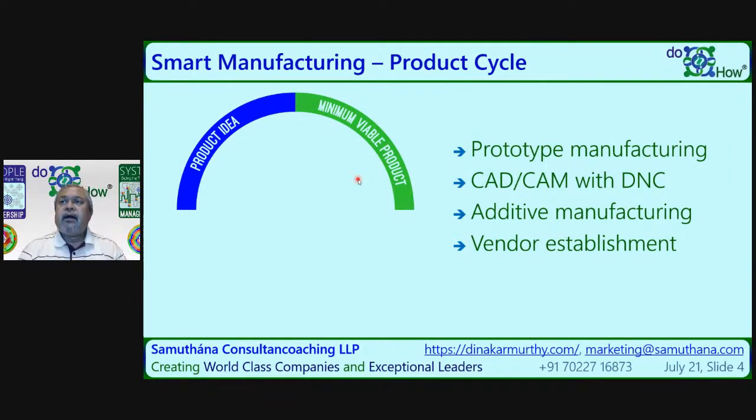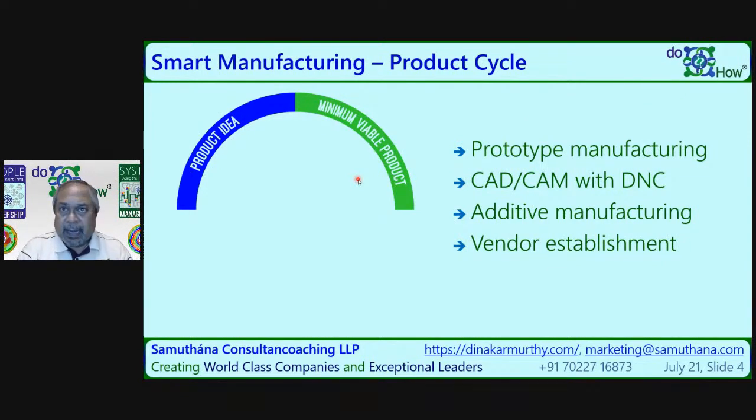Once we have the vendors established, we go to the CAD CAM. That is another interesting thing. In today's technology, vendor establishment is not really a computer-based activity. It is nothing smart there. The only smartness comes in understanding what factors you use for enlisting the vendors. CAD CAM with DNC, again, there is tremendous smartness there. There you are trying to convert the drawing. Today there is no product which is only sketched on paper.